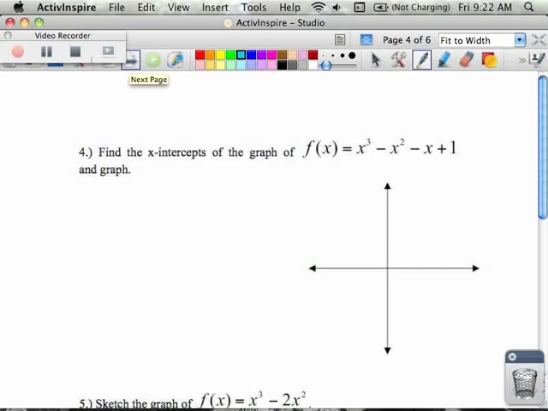Okay, so first of all, I'm going to show you the short, not so great way because you're probably going to be asked to do this by hand, but I want you to know how to do this on your calculator as well. So here it says, find the zeros of this function.